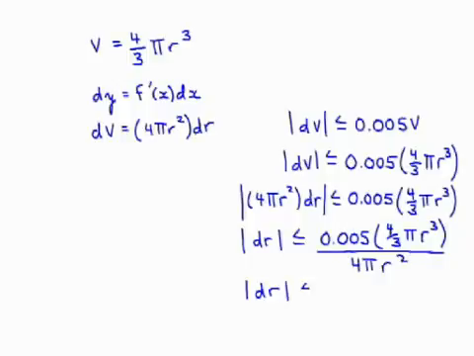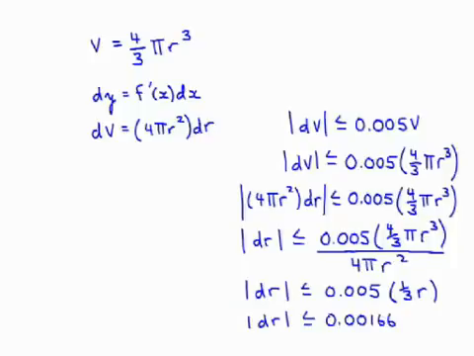So once we've done that, we end up with the absolute value of dr is less than or equal to 0.005 times 1/3 r, which is the absolute value of dr is less than or equal to 0.00166667 r. I've had to round that off.